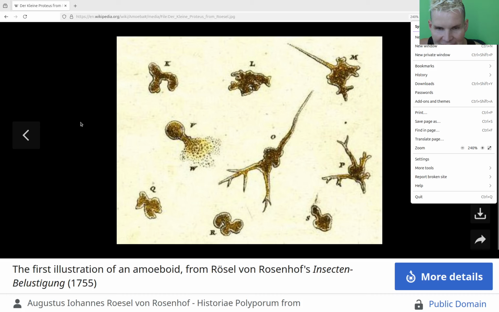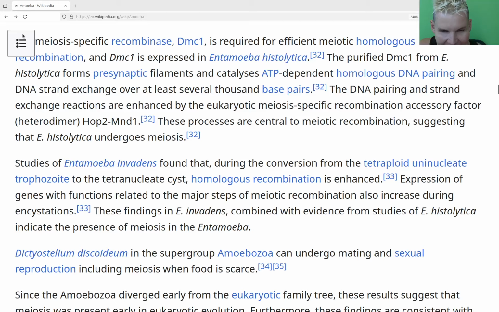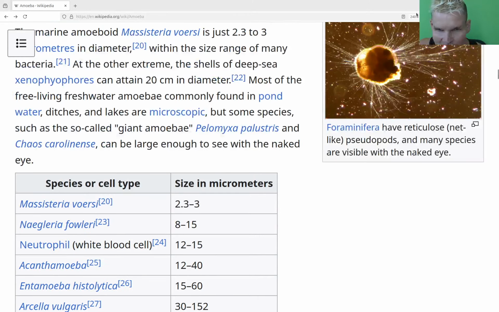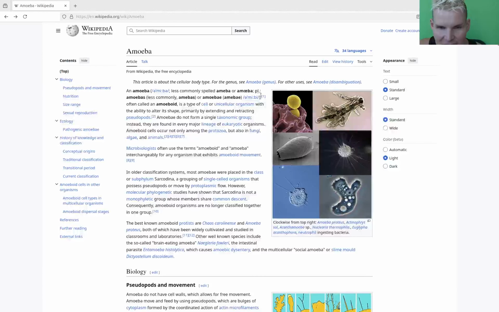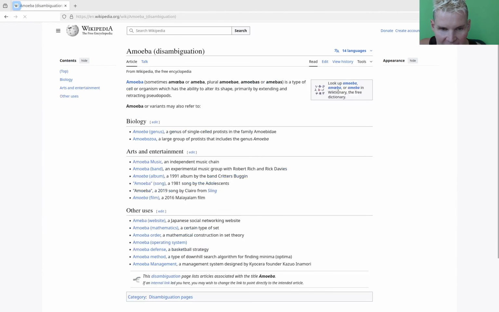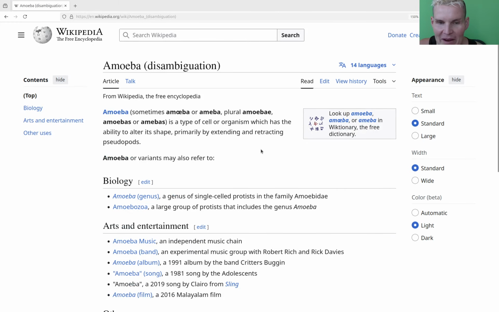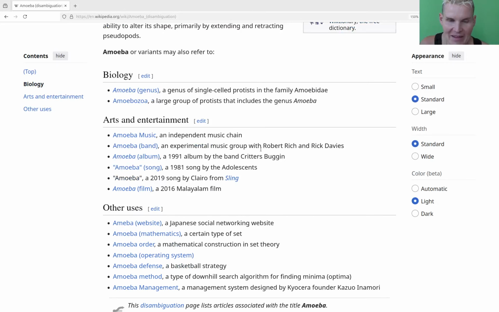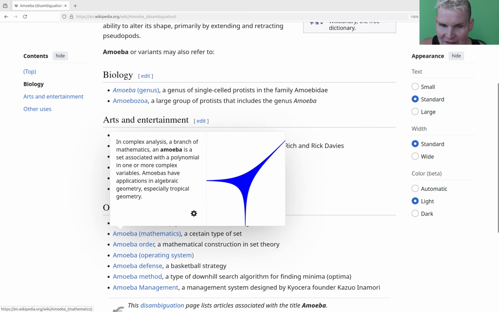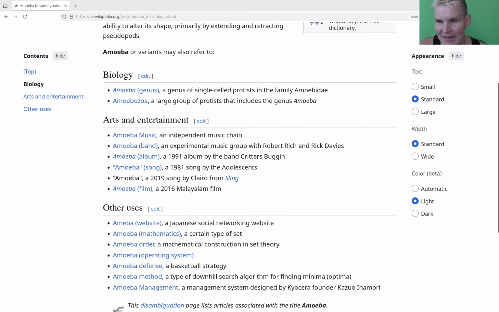And if you just stare at this middle one here, doesn't it look like a tropical line? Huh, interesting. It looks like a tropical line. Let's zoom in a little bit more. Of course, we are not, strictly speaking, interested in biology. I am very interested in biology, but in this video I'm not. There is an amoeba in mathematics, a certain type of set. We'll see that in a second.